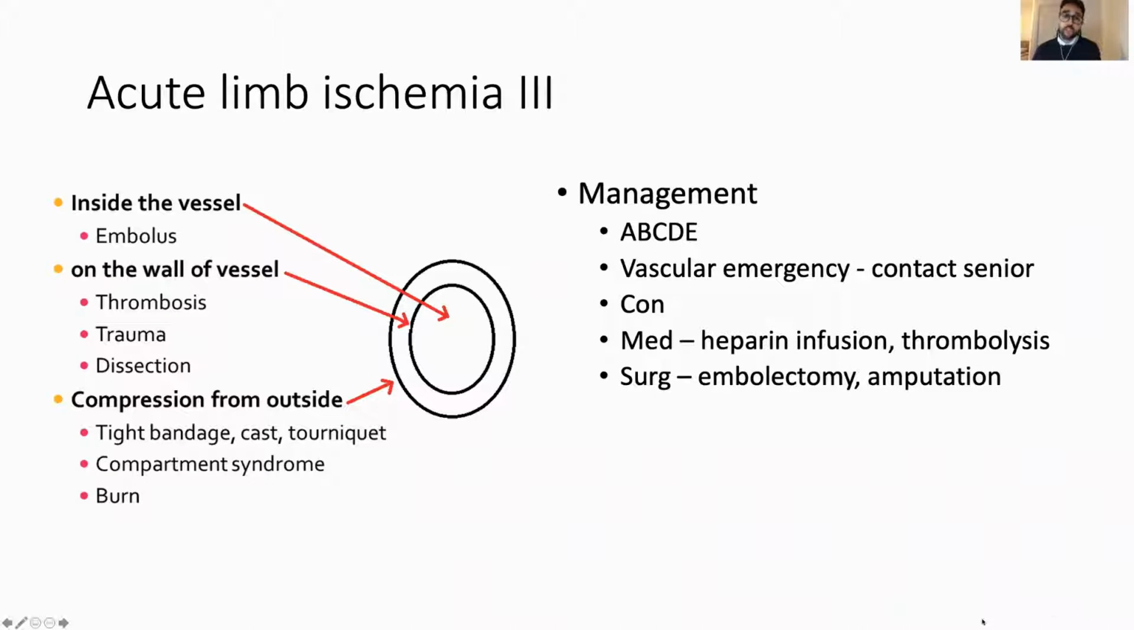Surgical intervention, well, you can perform an embolectomy. Many of you will be familiar with this technique. You enter the artery itself, you put a catheter down beyond the embolus, you blow a balloon up, and then you pull it back. It's called a Fogarty catheter. And that can help you clear the embolus.